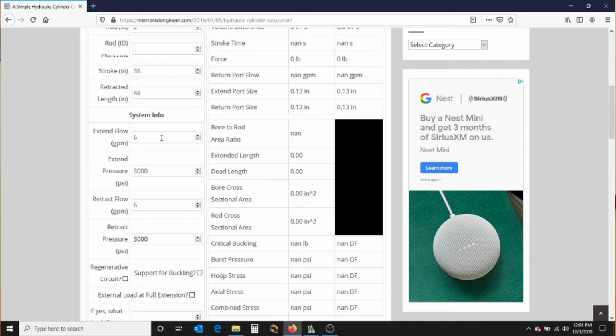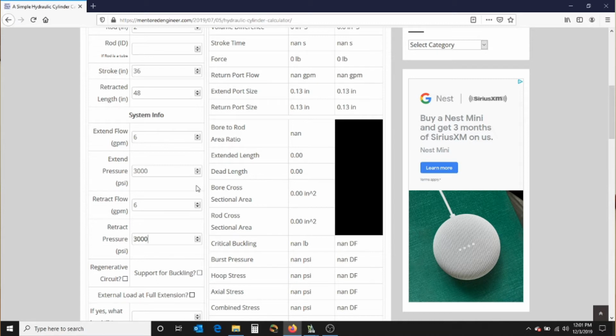Now this might not be the case in all circumstances, where I may have reduced pressure extending because I don't want to buckle the cylinder, or I may have reduced flow rate on the rod side. One reason or another, it just retracts you fast or whatever else.